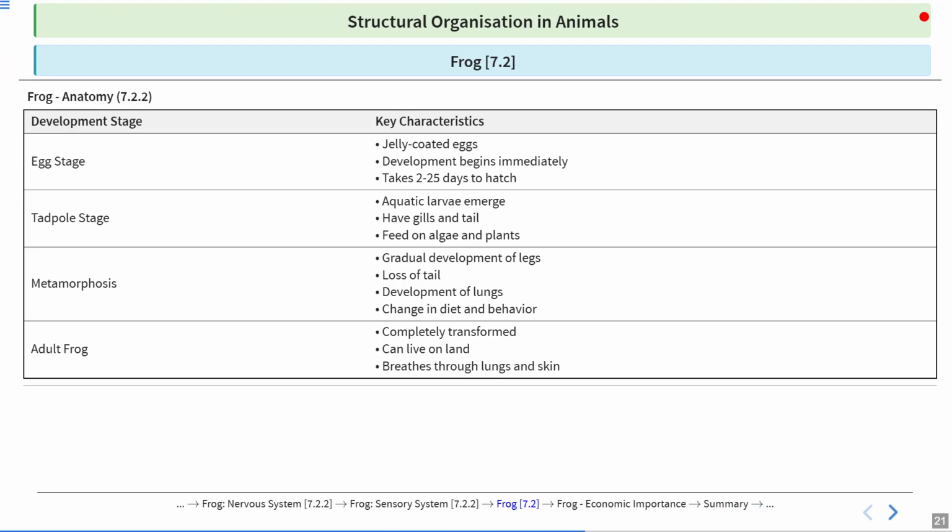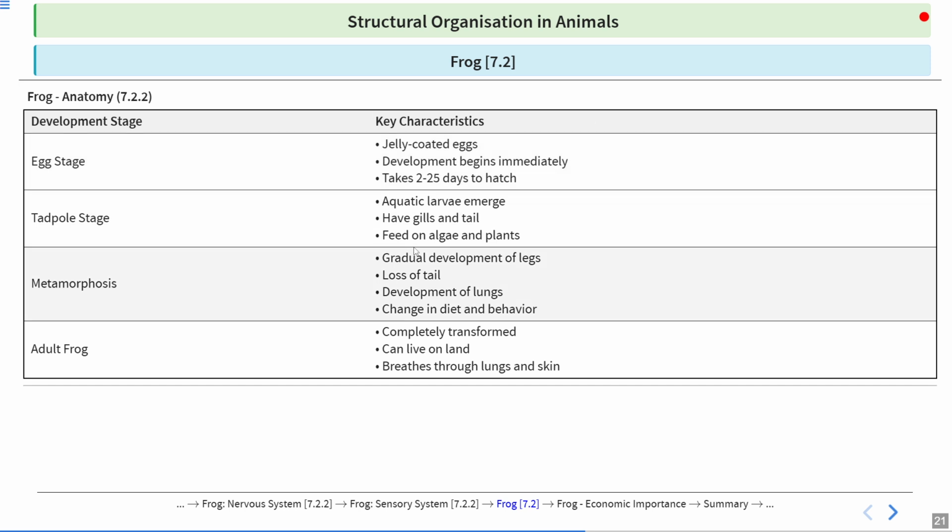So here are some of the development stages we can see. The egg stage. What is the key characteristic here? The eggs are jelly coated. Development begins immediately. It doesn't take a long time to develop. Once they get fertilized, it takes just 2 to 25 days to hatch.